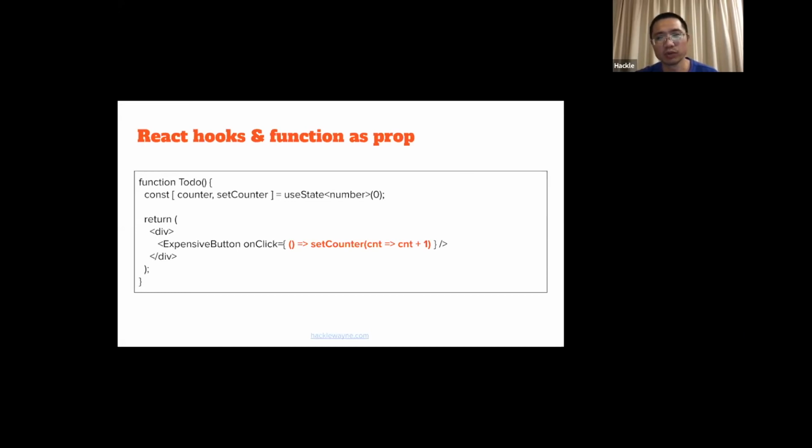Because every time the to-do component is rendered, it is also going to recalculate everything within, including the red code, which means a new onClick handler is going to be created. And how React works is that onClick is actually a prop to this expensive button component. And if onClick, the handler, changes, it is going to trigger a re-render on expensive button. And we said expensive button is really expensive. We don't want to re-render it, right?